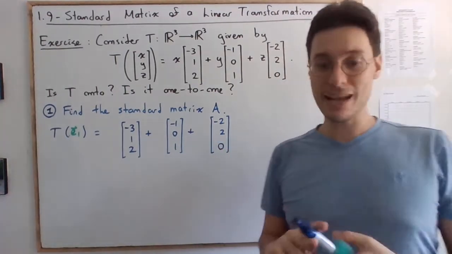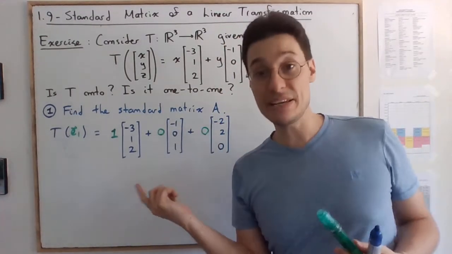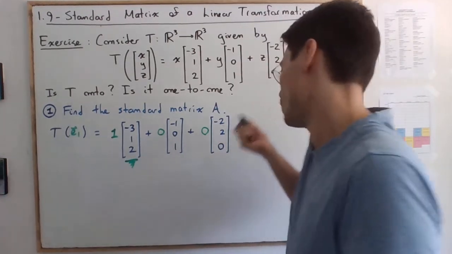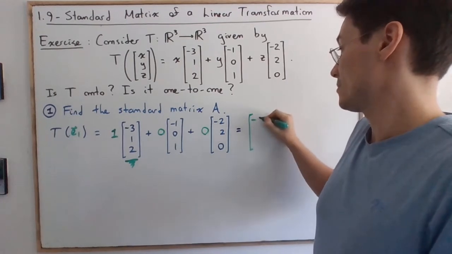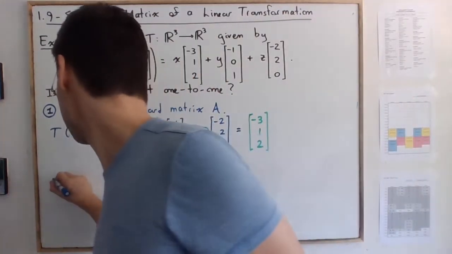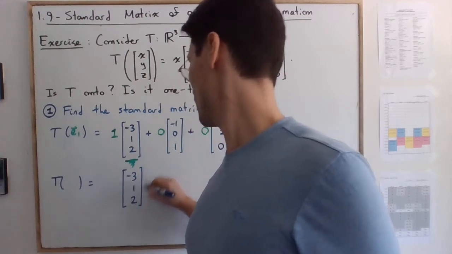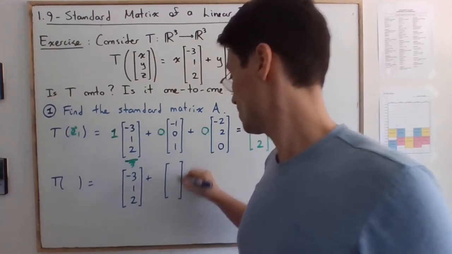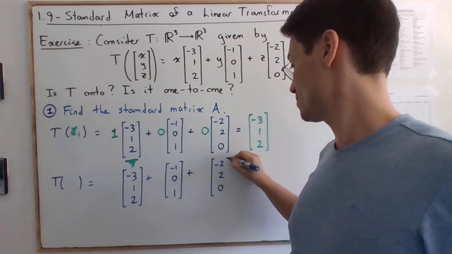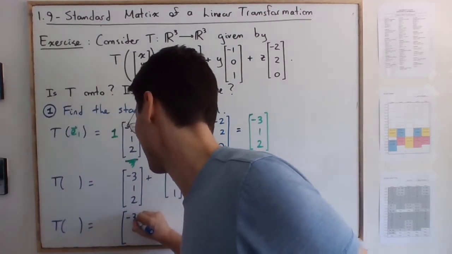Now, you know that e1 has x component 1, y and z component 0. So this is your linear combination. And as a result, the vector is going to be the one that takes the weight of x. So negative 3, 1, 2. Obviously, you're doing the same exact thing for T of e2 and T of e3. So I'm going to write all the blue first. Okay, so I'm doing the canvas for all three calculations.